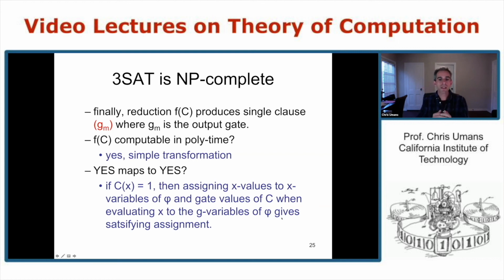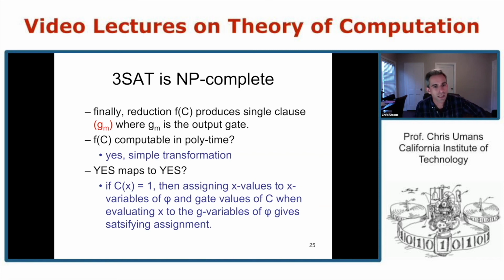Because every gate variable in our formula phi you will assign it the value that the circuit assigns it as it evaluates the value x, and all of those clauses will then be satisfied, including the final clause, because the output of the circuit on this input is 1. So that all told, that's a satisfying assignment because you simultaneously satisfy all the clauses. So that's yes maps to yes, and then no maps to no.